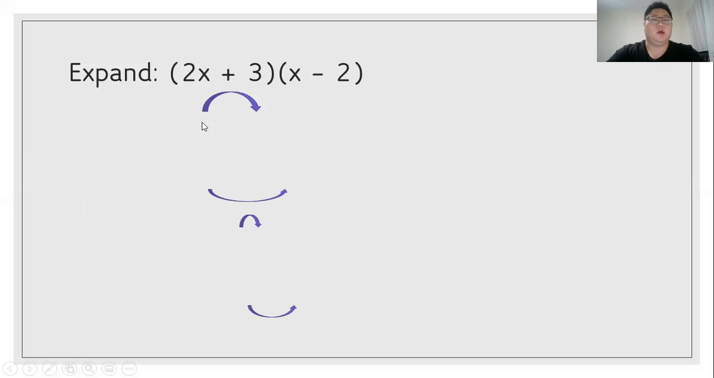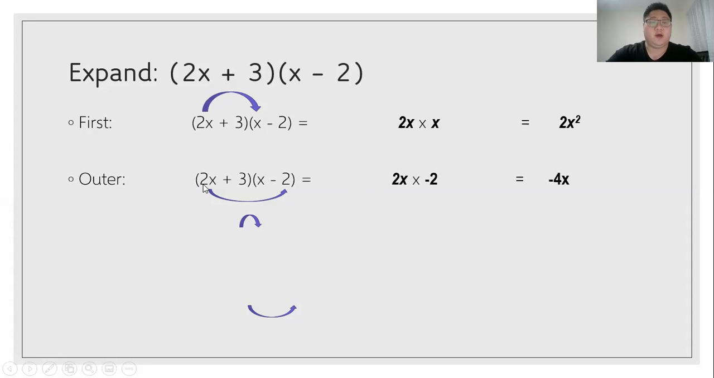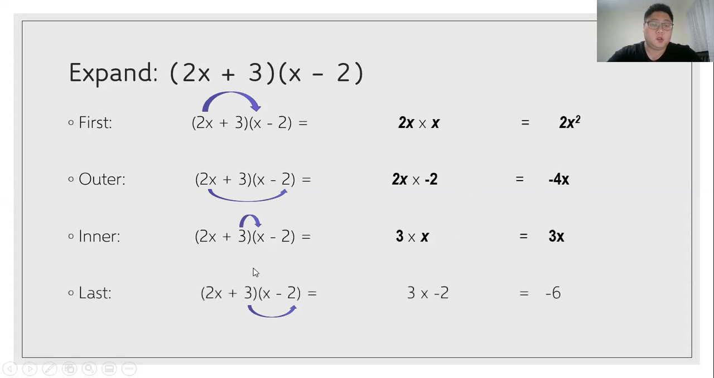All right, now we are going to a little bit harder. 2x plus 3, x minus 2. So our first would be these two x terms. So 2x times x gives us 2x squared. And then we have our outer, which is 2x times negative 2, which gives us negative 4x. Our inner, which is these two here, so 3 times x gives us 3x. And our last, which is 3 times negative 2, which gives us negative 6.